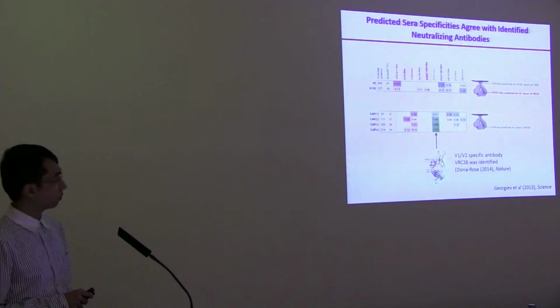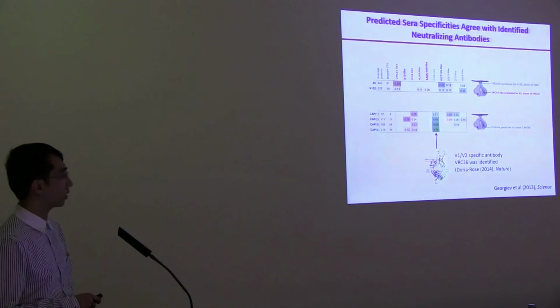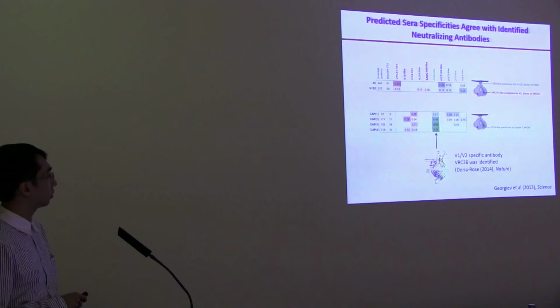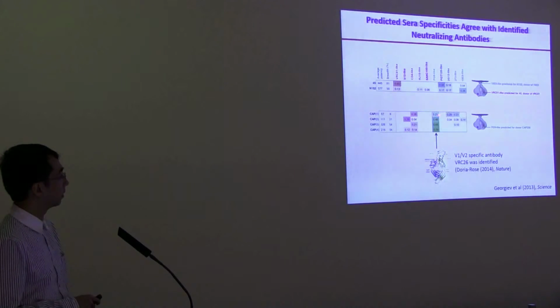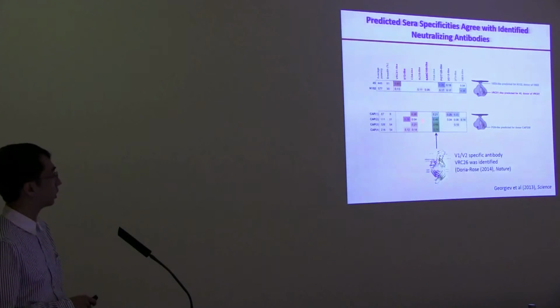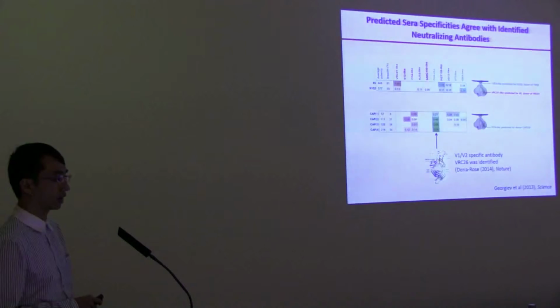We have also applied our algorithm to detect the serum specificity for patient CAP256, for which we have sera at different time points. As you can see, as the disease progressed, the signal for the PG9-like antibody, which targets V1V2, actually increases. Later we were able to isolate a new antibody called VRC26, which is indeed very similar to PG9 in the sense that it also targets the V1V2 region of the envelope spike.